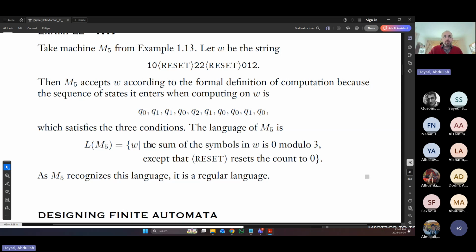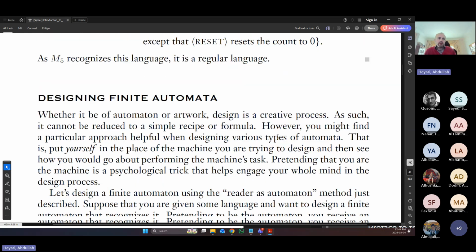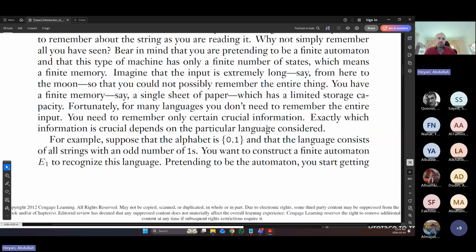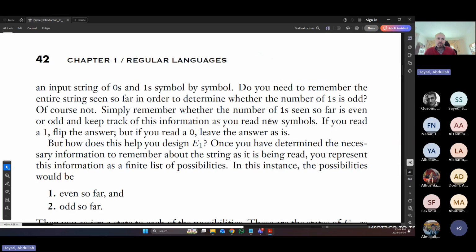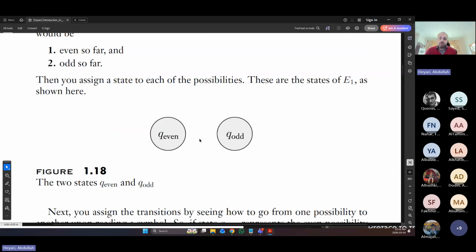W such that the sum of the symbols in W is 0 modulo 3. This is a number theoretic term, so it means that it leaves remainder 0 when divided by 3, except that reset, I mean the symbol reset, resets the count to 0. So it's a regular language. Designing finite automata, maybe we can discuss that in an upcoming lecture. Inshallah, that would be face-to-face.